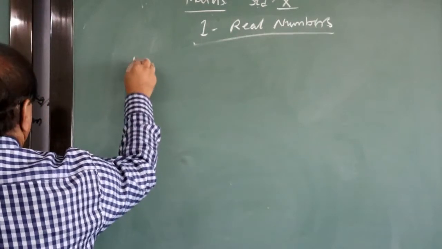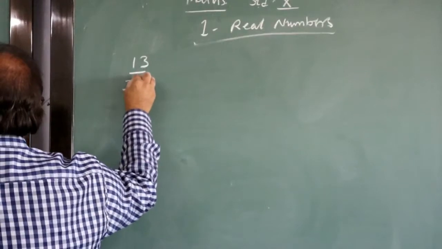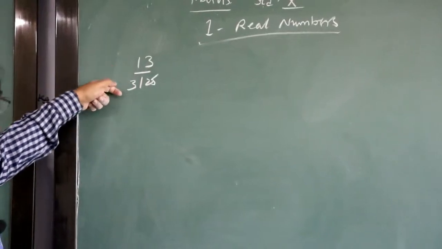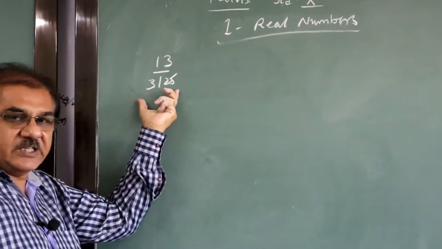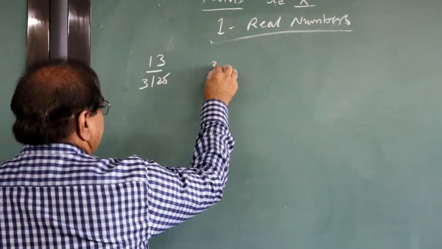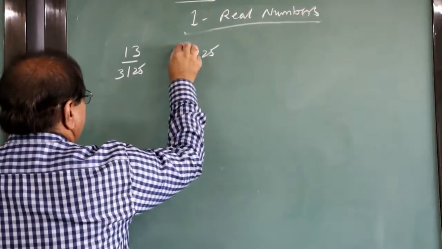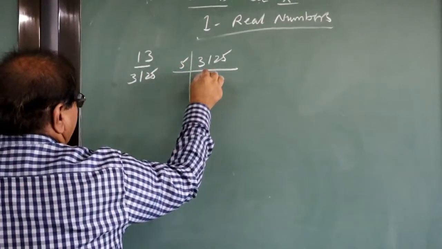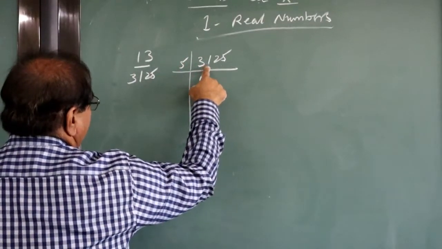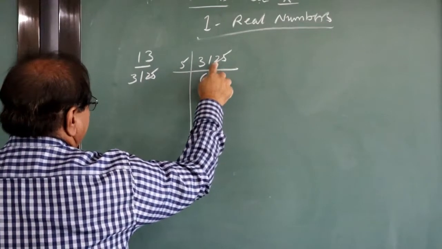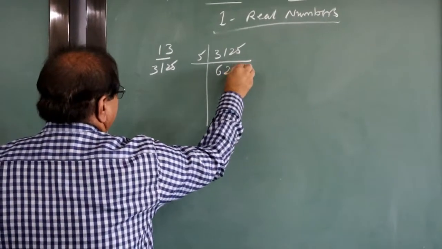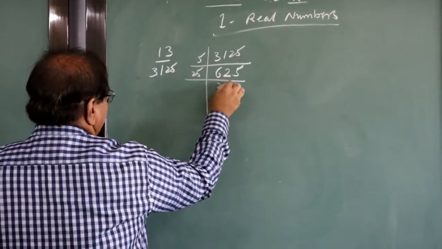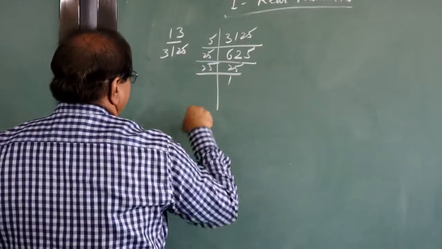First of all, I write 13 upon 3125. So what to do? It is in p upon q form. So we factorize this q. Okay, let us check. 3125. We perform the factorization. Start with 5. 5 6s are 30, 1 left, 12. 5 2s are 10, 2 left, 25. 5 5s are 25. Now we know 625 is the square of 25. 25 25s are, and 25 1s are.